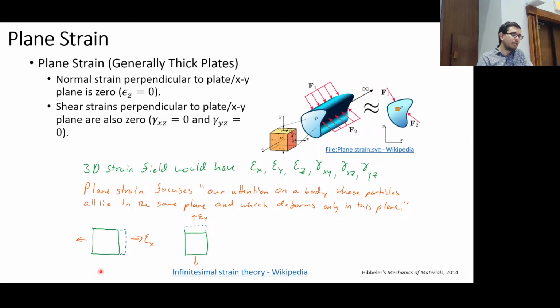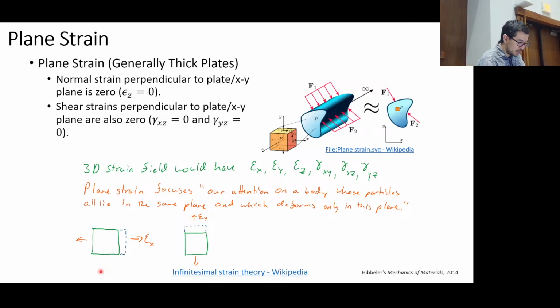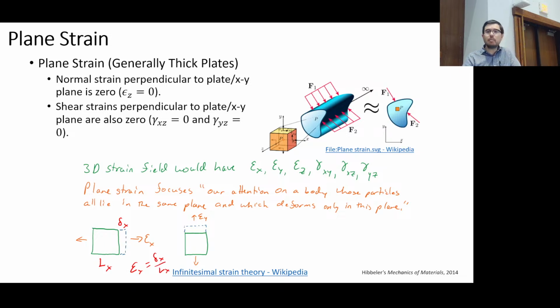And I didn't write original length and I didn't write displacement here, but what I'm getting at is that we have some little delta x, right? And we had some original x, or some original Lx, right? And so epsilon x could be said to be equal to the delta x over the Lx. And same thing for epsilon y.